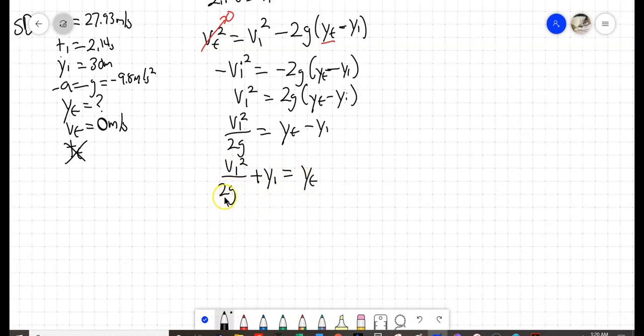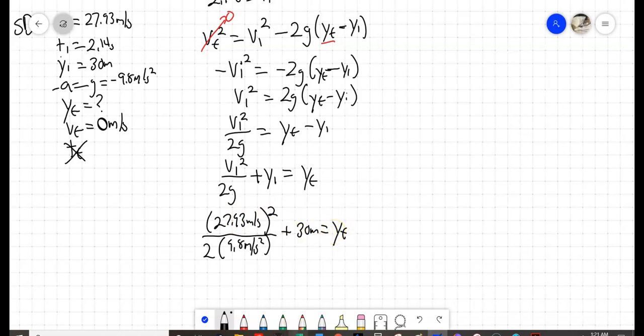Alright, well now let's put in our values. v1 squared is 27.93 meters per second, and I'm going to square that. I'm going to divide it by 2g, which by taking that negative out is now just the magnitude of g, which is 9.8, so it's 2 times 9.8 meters per second squared. And then we're going to add to that the initial position, when it was at 27.93, which is at 30 meters, which is equal to y final.